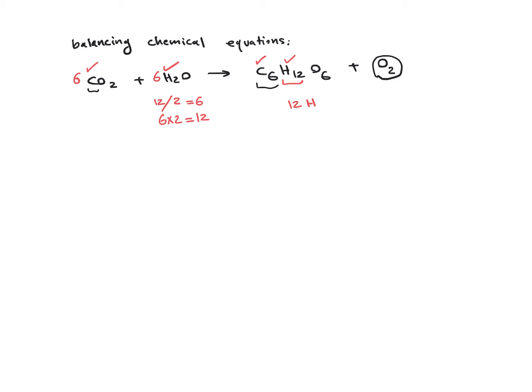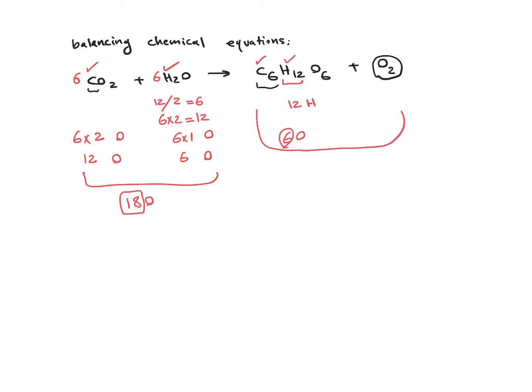And now I count oxygen. 6 multiplied by 2 oxygen, 6 multiplied by 1 oxygen. It would be 12 oxygen plus 6 oxygen, so 18 oxygen on the left. And now I have 6 oxygen here. In order for me to have 18 oxygen, I have 6 here, so 18 minus 6 would be 12. So here I should have 12 oxygen, but I have O2, so 12 divided by 2 would be 6.